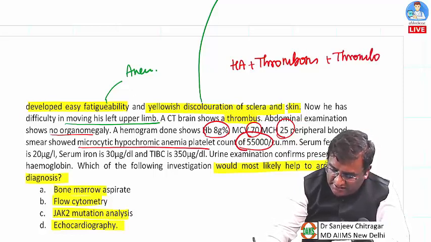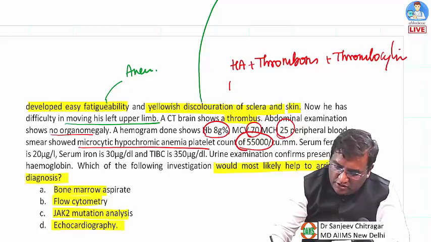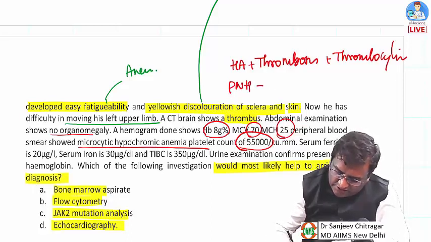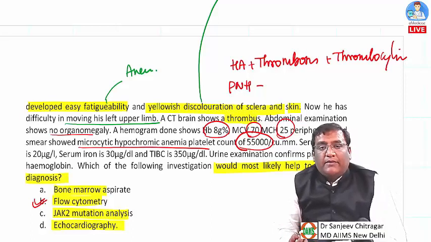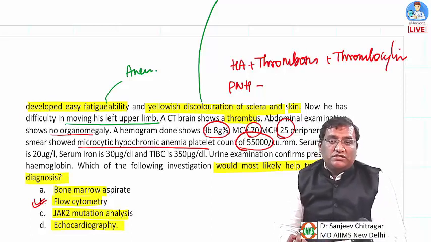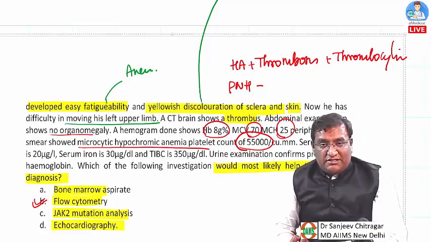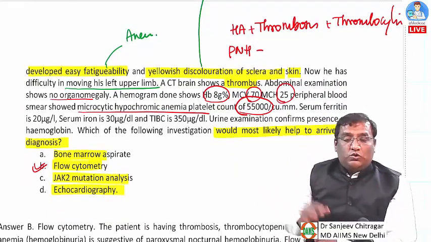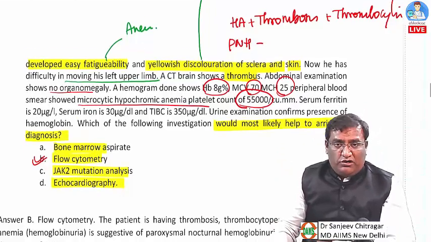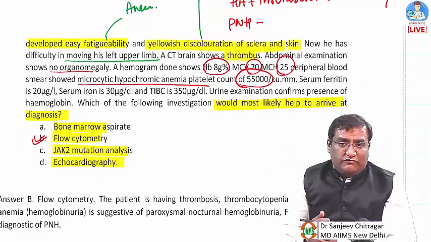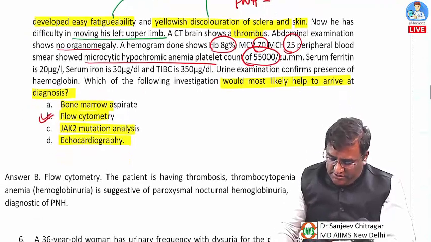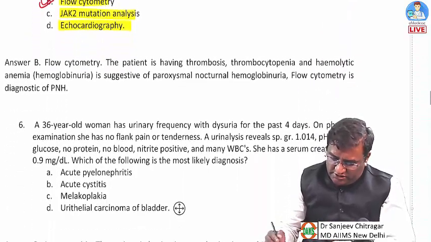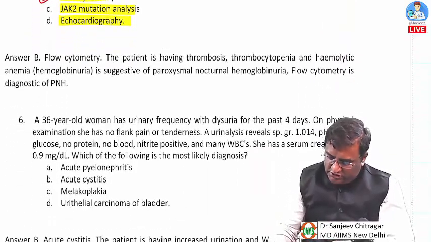So the patient is having the typical triad of PNH, and for diagnosis of PNH, flow cytometry is the investigation of choice. Gold standard investigation is flow cytometry. The other things are not helpful at all for us to make a diagnosis of PNH. Clear? Yes. So let us look at the next question here.